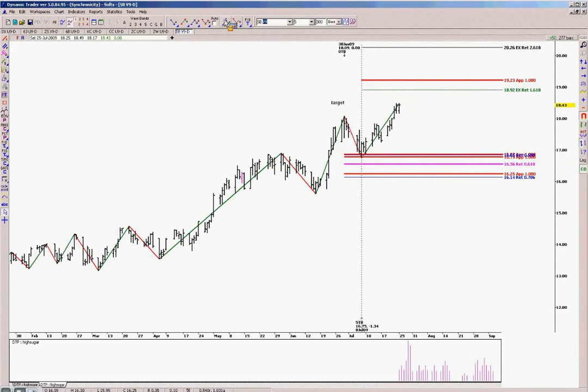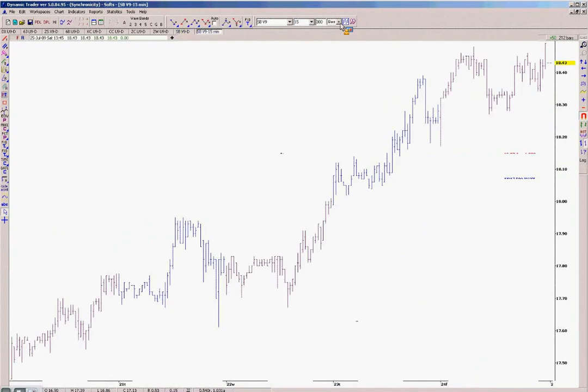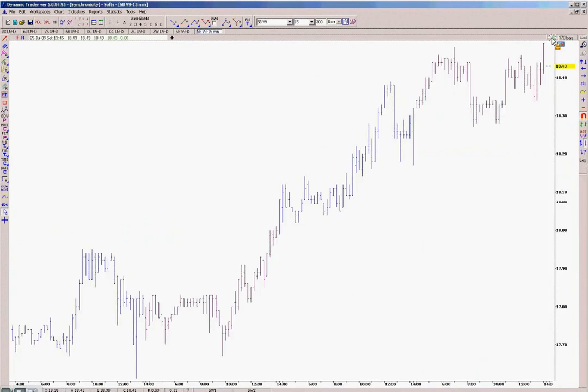So let me see if I can get you a 15-minute to show you where we would have triggered the buy. This was October, right? Okay. And what was the price of that low? Oops. I think I need to see some more bars here.